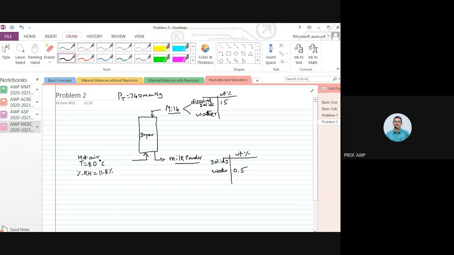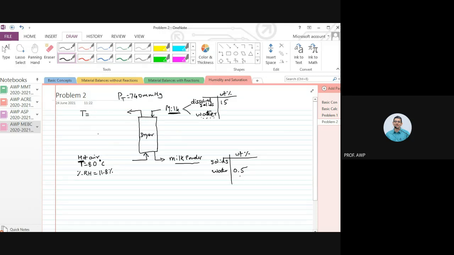Now what this hot air is going to do is pick up part of the liquid water, because partly we still want that liquid water here. How is it going to evaporate the water from the milk? It is going to evaporate the water from the milk by providing heat to that milk. That's why we need this hot air to be at a high temperature. So whatever air comes out of the dryer will now be cooler. Temperature will be less than 80 degrees centigrade.